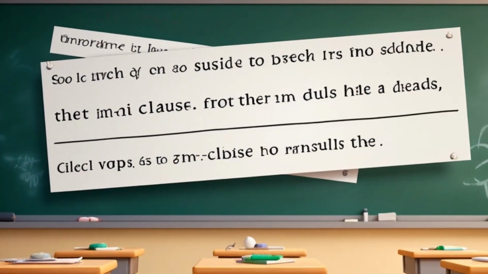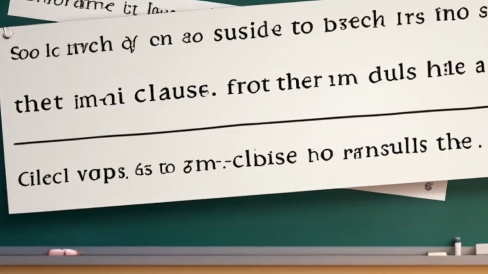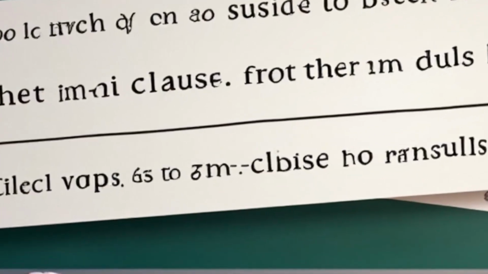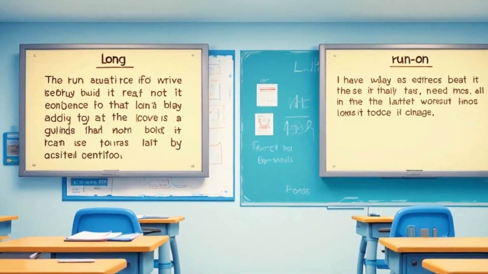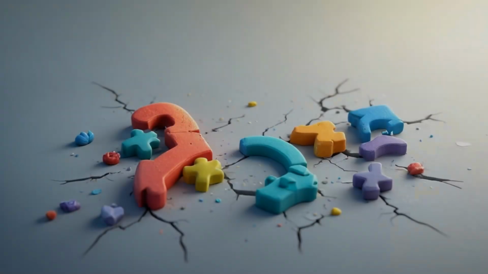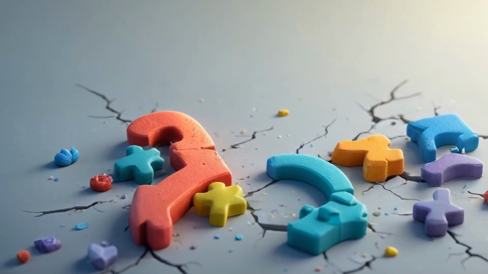A sentence run-on occurs when two or more independent clauses are joined incorrectly, without proper punctuation or a coordinating conjunction. A run-on is not merely a long sentence. Length alone is not the problem. The problem is faulty structure.